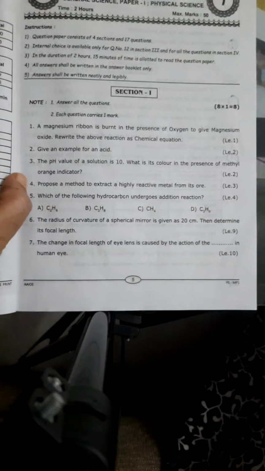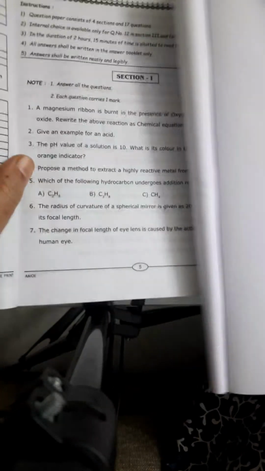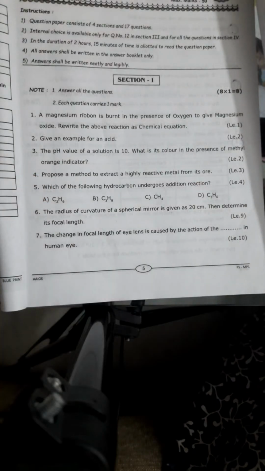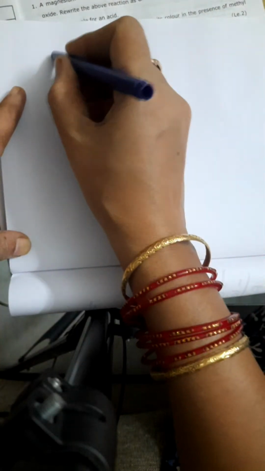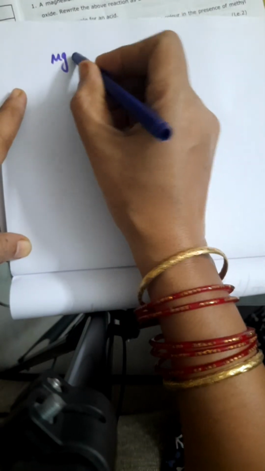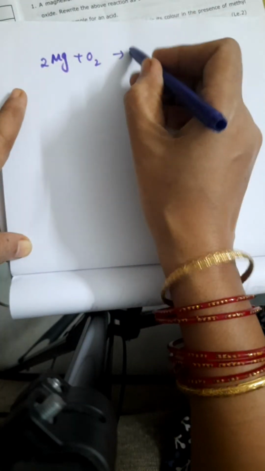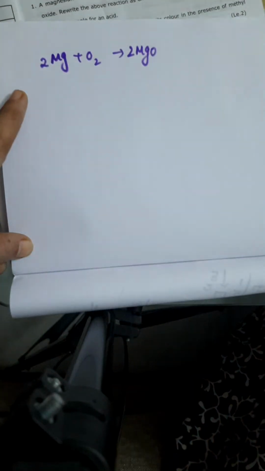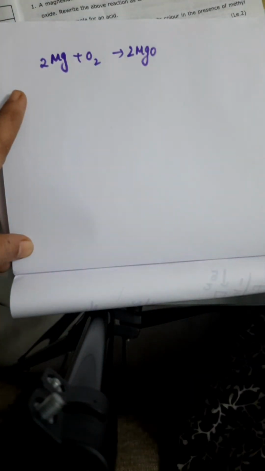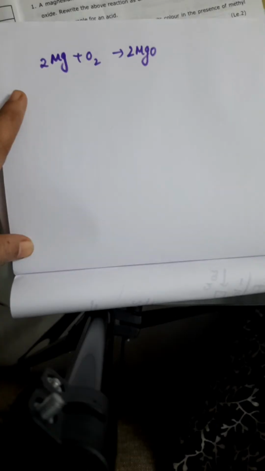Here the first question, magnesium ribbon is burnt in presence of oxygen. When magnesium ribbon is burnt, it will react to give magnesium oxide. So here magnesium is reacting with oxygen. We need to write a balanced equation. So put 2 here so that it becomes 2 MgO. Magnesium will react with oxygen to produce 2 molecules of magnesium oxide. They only asked to write the chemical equation. Whenever you write a chemical equation, it's compulsory that you balance it.